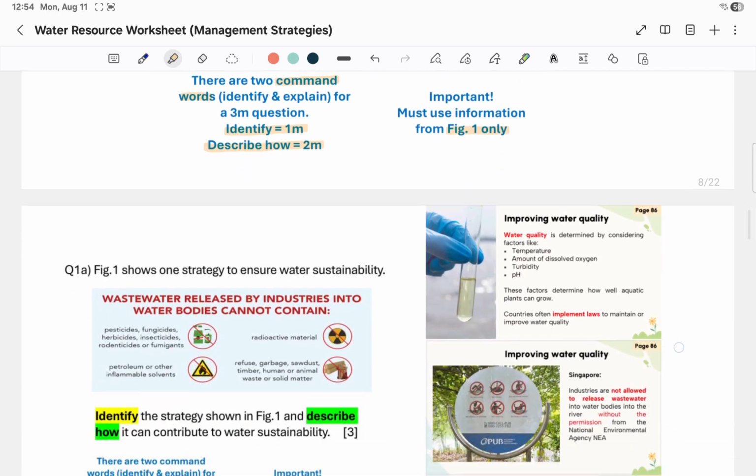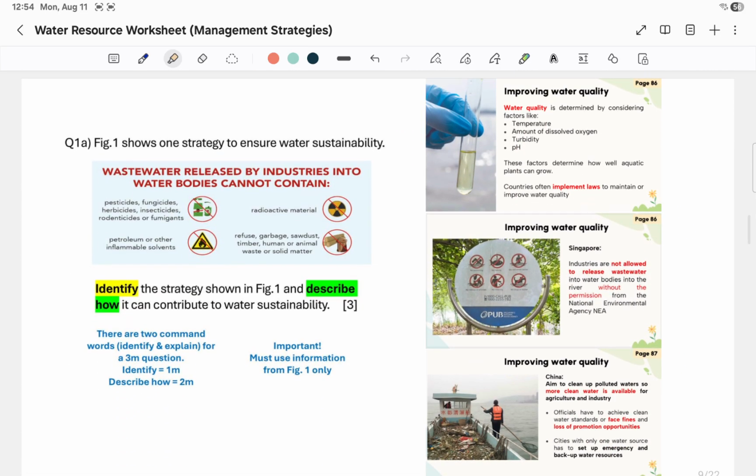Looking at this question, you may have thought, okay, it must be one of these 3, because I recognize the picture and I know the content must be somewhere from here. So let's make sure that the answer fits the question. Here they're asking what is the strategy shown. Of course, we want to ensure the water quality is maintained to a certain level, which is why the wastewater is not allowed to be released by the industries, and it should not contain any of these harmful components. So what do the countries do to ensure that this is achieved? Actually, the countries implement laws.